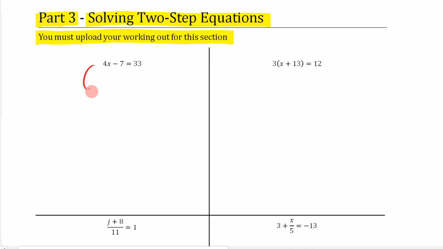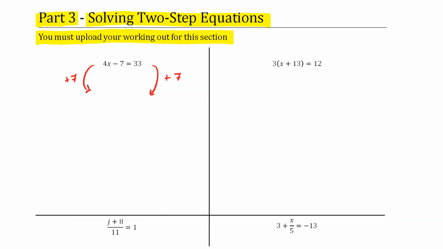Okay, let's begin. Here, I'm going to get rid of this -7 first, so I'm going to plus 7. Remember, the reason why you're plussing 7 first and not dividing by 4 is because if you think about how this was built up, it's 4x minus 7. So 4 times x, then you minus 7, which means you have to get rid of that -7 first because it was the last thing that you added on. So you plus 7, the opposite of minusing 7.